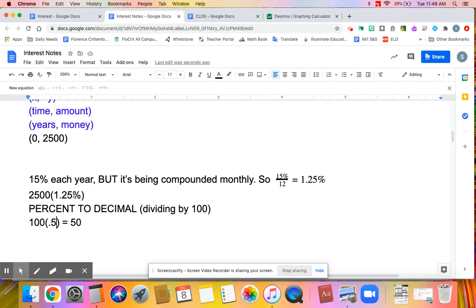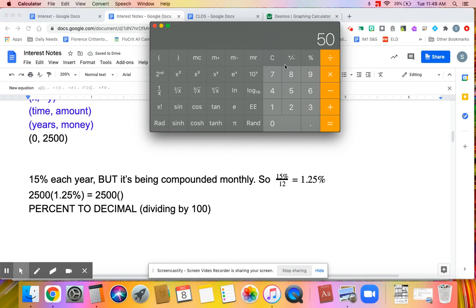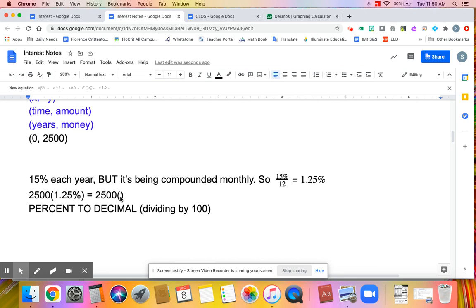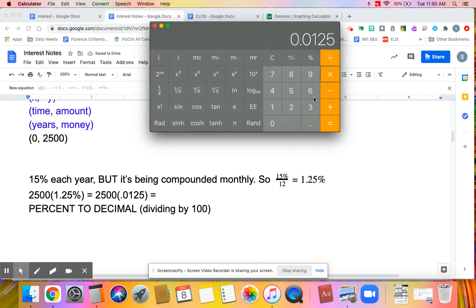So in the same way, I can't multiply my starting amount by my percent. I have to multiply it by the decimal. To turn it into a decimal, I take 1.25 and I divide it by 100 and figure out it's 0.0125. And so when I multiply this amount to my 2,500, I'll find out that 1.25% of that amount is only $31.25.